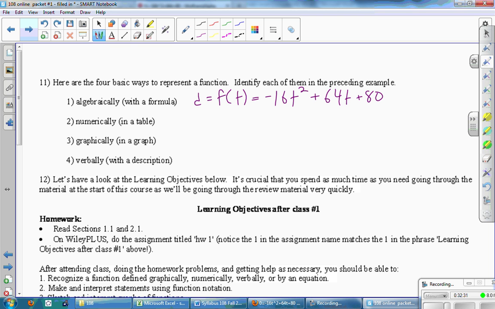And then numerically means in a table. I'm not going to fill it all in, but we had this table on the previous page that had all of these numbers in it. So that's the numerical way to represent this function. Graphically, that was the one that we just sketched. That was our friend the parabola.